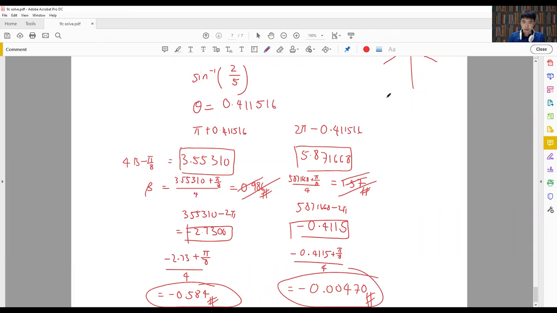So the true answer for B is actually equal to either negative 0.584 or negative 0.00470. And these two will be your answers for the last part here. Okay, this is your final answer for B.